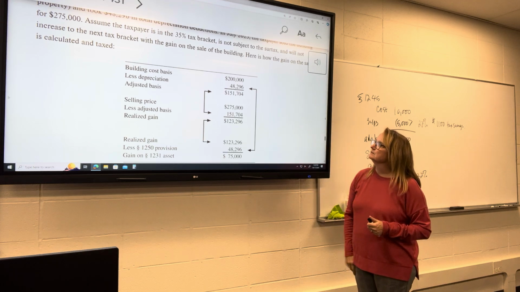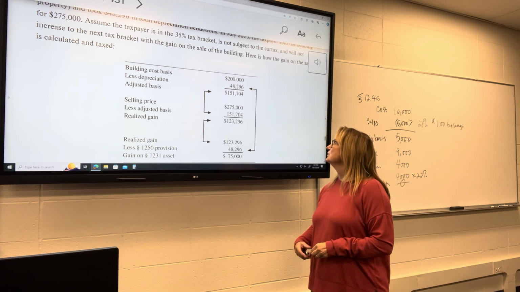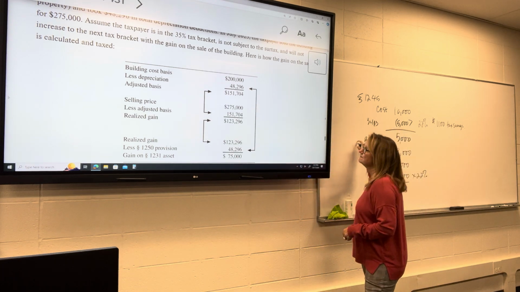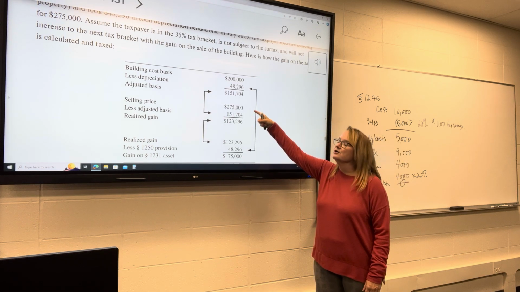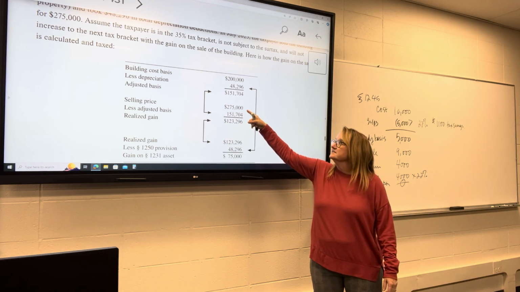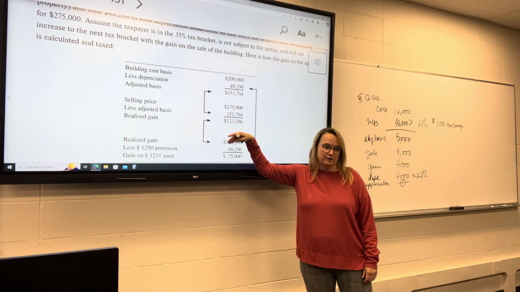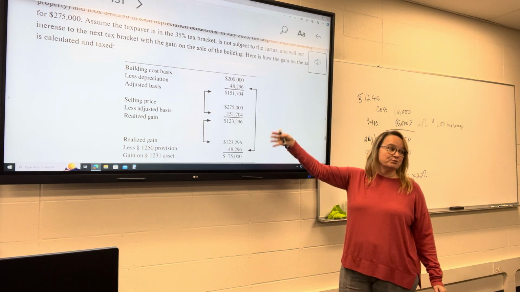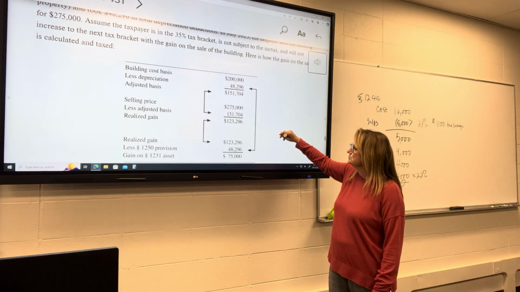We've got a building, basis was 200,000, depreciation 48,296. So the adjusted basis on this is 151,704. Sold it for 275. Now you can see right away, another easy way to calculate this is, we had $75,000 of appreciation, right? We bought it for 200,000. We sold it for 275. It went up in value by 75,000. That's the appreciation or the capital gain portion of it, right? That's the one that's going to get the preferential tax rate.